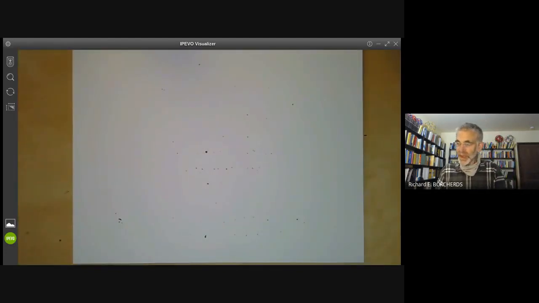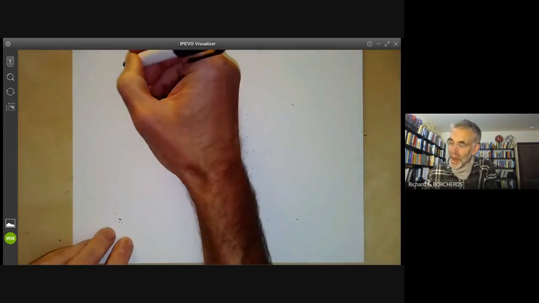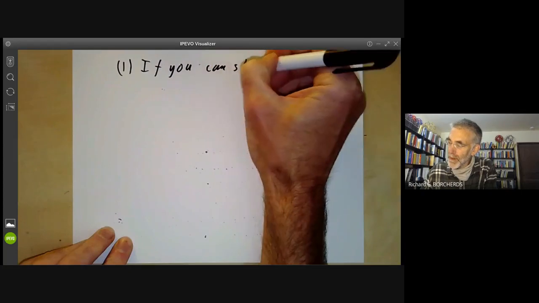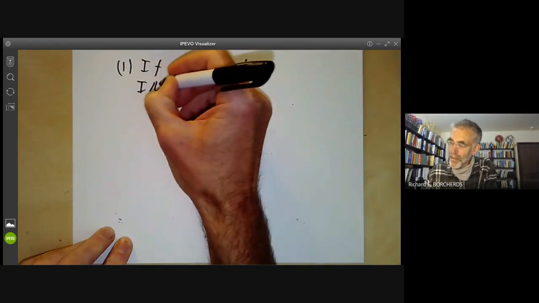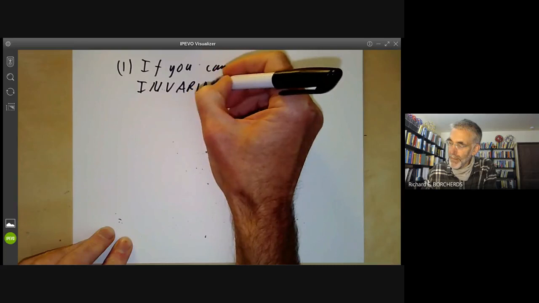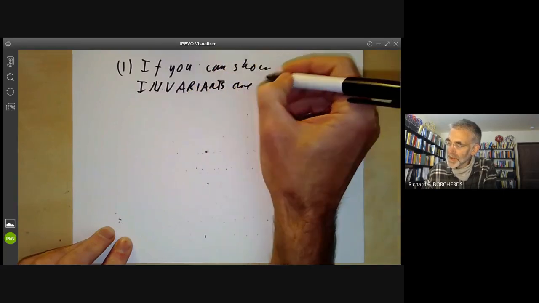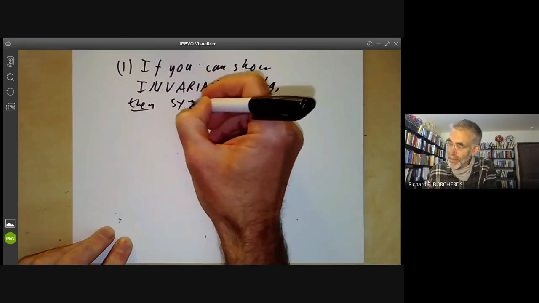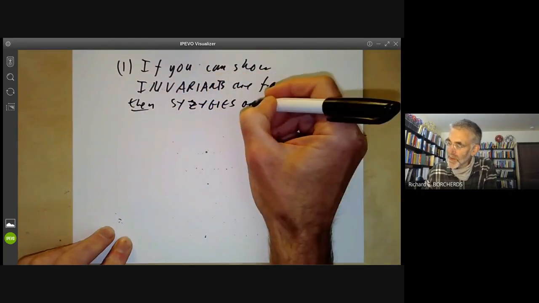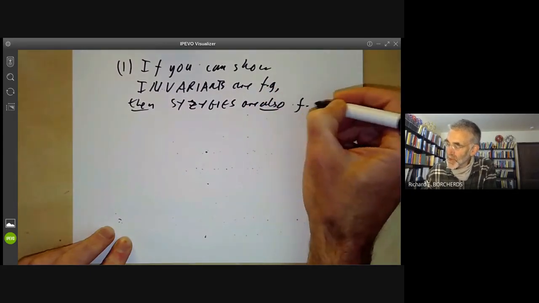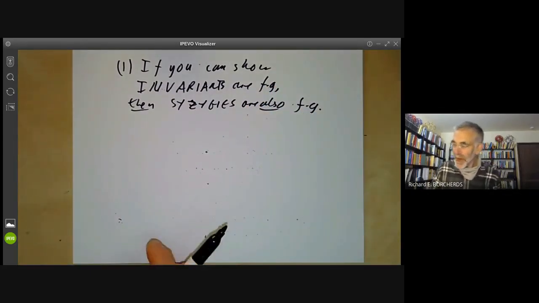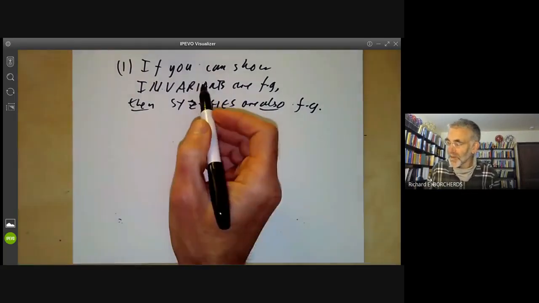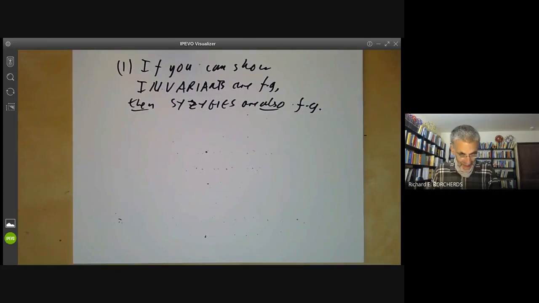And this is where Hilbert had his first spectacular idea. He showed that if you can show invariants are finitely generated, then syzygies are also finitely generated. So the apparently harder problem of finite generation for syzygies turns out to follow from the apparently easier problem of invariants. Well, how did he do this?